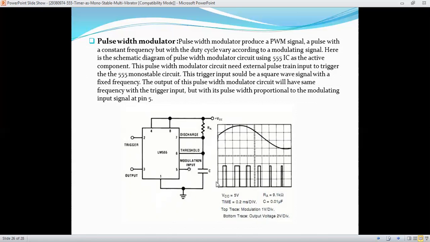This is the block diagram of the pulse width modulator. Here is how the graph changes: the top trace is the modulation at 1 volt per division, the bottom is 2 volts per division. This is similar to the pulse width modulation of the 555 timer circuit.